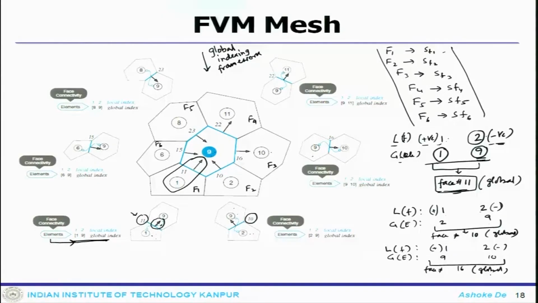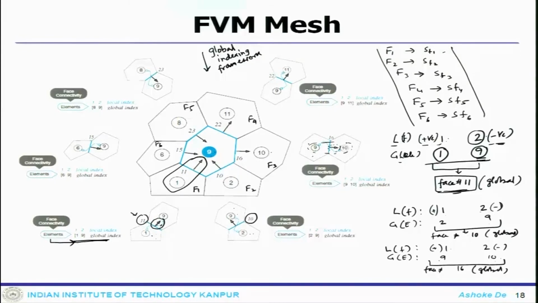As soon as you see that global face number, it will fetch the information from your stored database. It is connected with global element number 9 and global element number 10, and the local face connected with 1 means positive, as shown here, the normal vector or surface vector is pointing outward. For element number 10 it is 2, it would be negative, that means when we consider element number 10, the surface vector is going inward. This is exactly what it does.